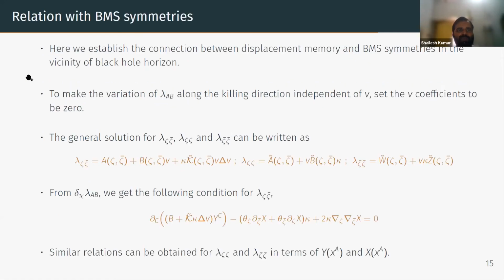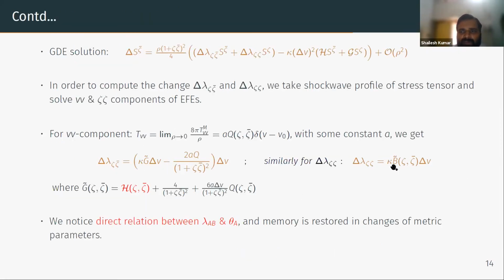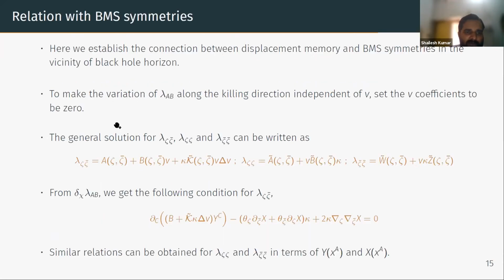In order to relate it with the BMS symmetry, we see that this delta lambda is independent of the V coordinate, right? This change delta V is a constant, it does not depend on your V coordinate. Since we have looked at the transformation of the metric parameters, once we have this delta lambda, we will also try to see the transformation of these metric parameters, your delta chi lambda, which we have seen in our earlier slides. Those transformations along the Killing direction should also be independent of the V coordinate, right?